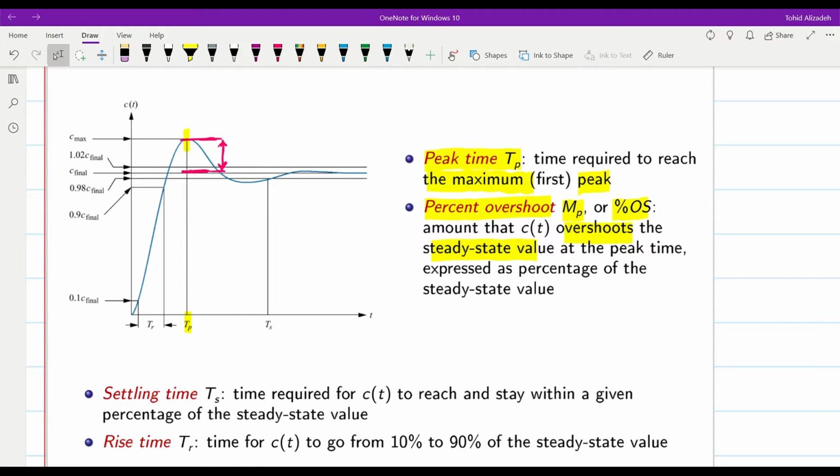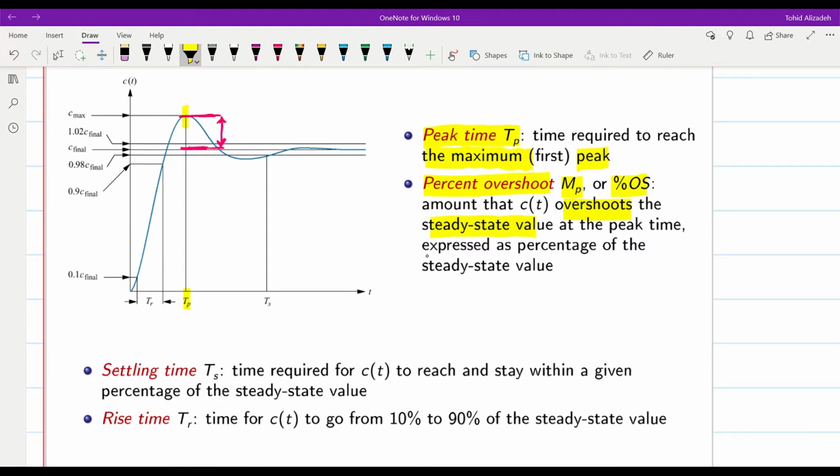The next parameter, let me talk about the rise time, or T_R. It is similar to what we had for the previous cases. The rise time is the time for c(t) to go from 10% to 90% of the steady state value, which is shown here. So here we have 10% of the final value. Over here we have 90% of the final value, and the time that it takes for the response to reach that amount will be considered as the rise time.